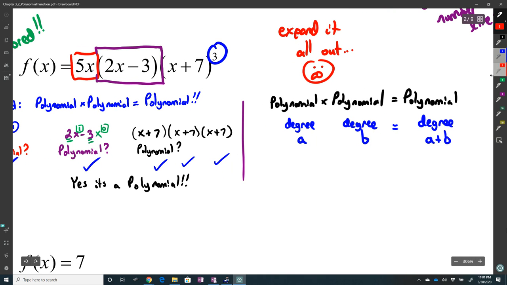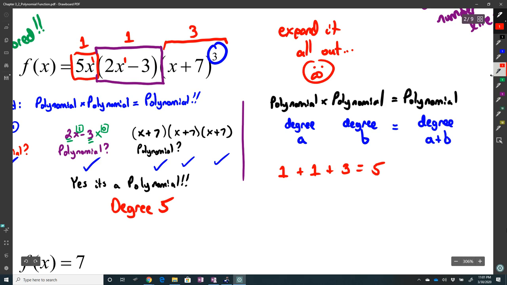Okay? So this first polynomial is degree 1, because it's to the first degree. This polynomial is degree 1. And this one, since it's 3 times, it's going to be degree 3. So 1 plus 1 plus 3 is 5. So this is a degree 5 polynomial. All right? In a little bit, we're going to go over how to expand these more. But for now, let's just focus on finding out what the degree is and if it's a polynomial or not.